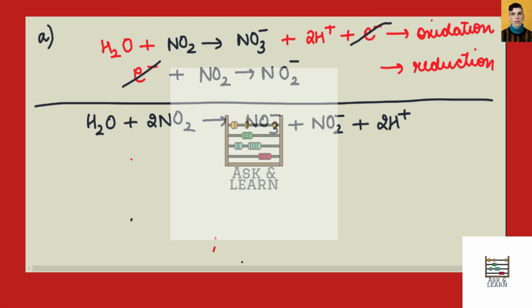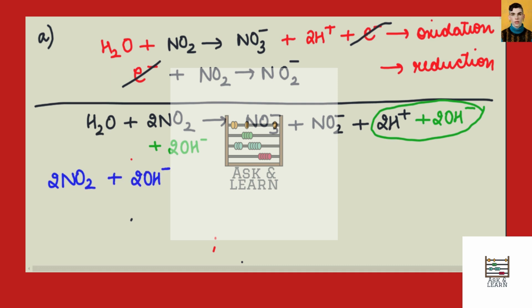So to balance the H positive ions, we will add two OH negative ions here, and we will add two OH negative ions here. So the overall reaction comes out to be, so this will end up forming two water molecules, and we will end up having 2NO2 plus 2OH negative going to NO3 negative plus NO2 negative plus 2 water molecules minus 1 water molecule, which is on the left hand side, to give 1 water molecule on the right hand side.